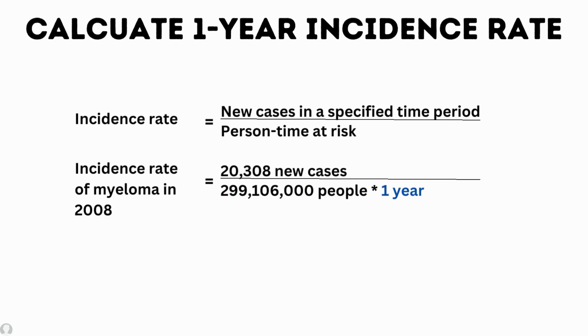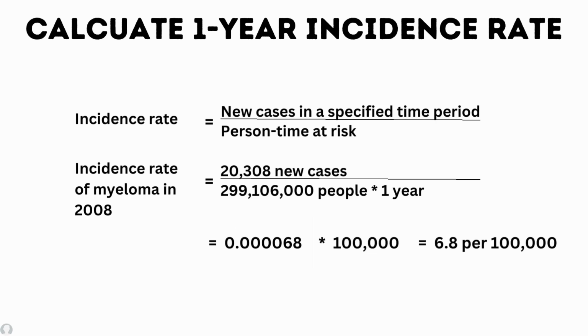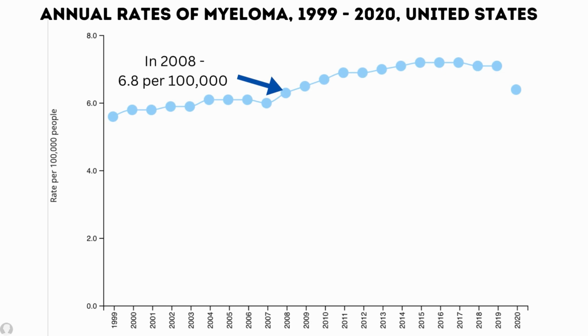When the period of time in the denominator is 1, then incidence rate looks just like incidence proportion. When we do the math, we get 0.000068. Since the incidence rate on the map was per 100,000, let's multiply our answer by that, which gives us 6.8 per 100,000. And that's what our graph shows. One-year incidence rates are calculated for all major health issues in the US and are a good way to look at long-term trends over time.